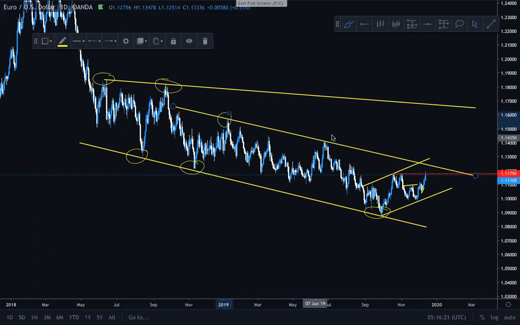So we have a 1, 2 top, looking for a third touch here, but we don't have to get that third touch. We don't have to get any touch up here on the weekly channel or a break above the weekly channel. Nothing has to happen. Price can do whatever it wants to do.